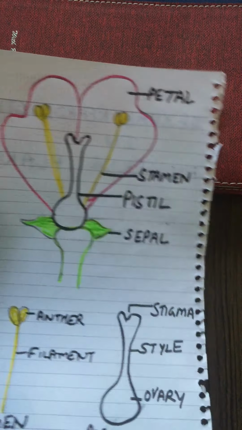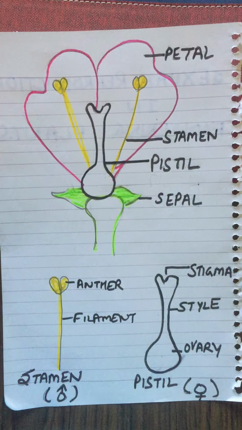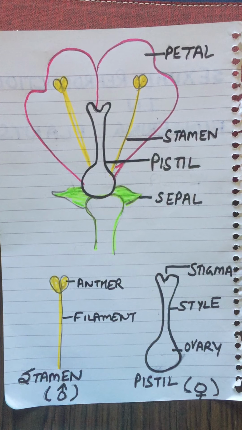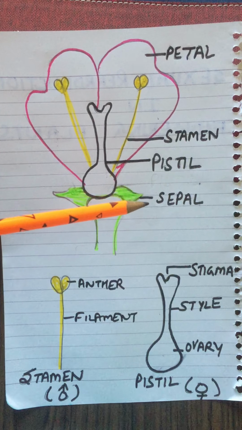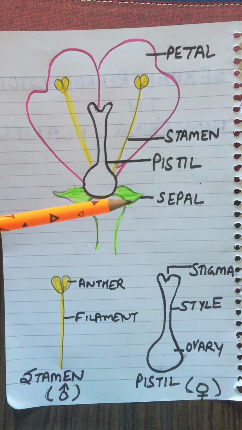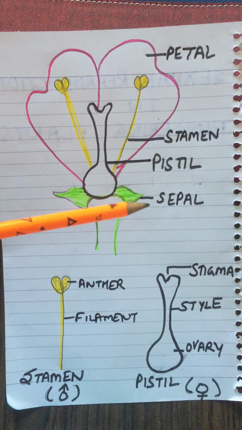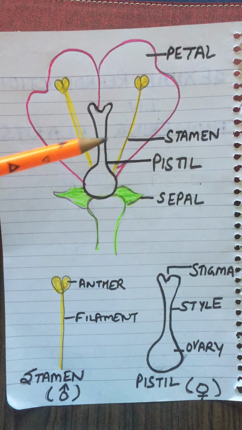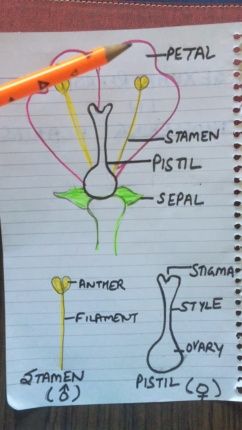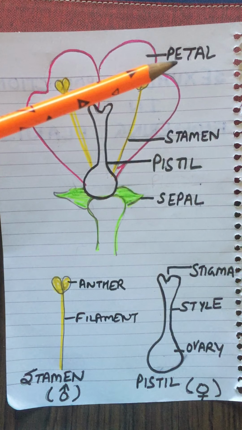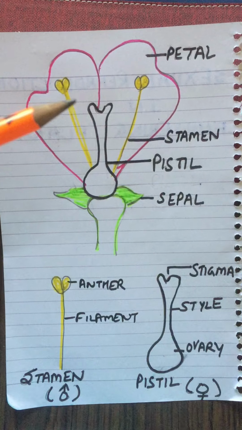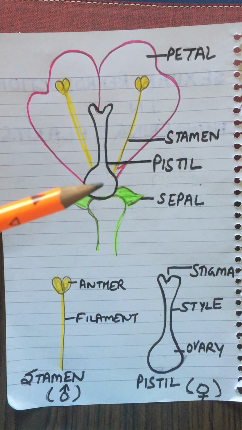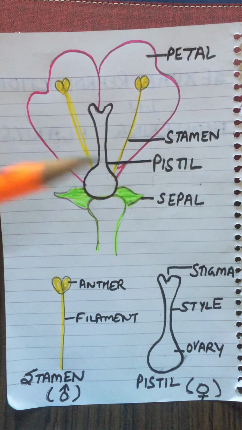So let's have a quick review of the parts of a flower. As we have already learnt in earlier classes, a flower has four whorls. The outermost whorl of green leaves is called sepals, then variously colored leaves called petals, then the male reproductive system called stamen, and the female reproductive system called pistil.